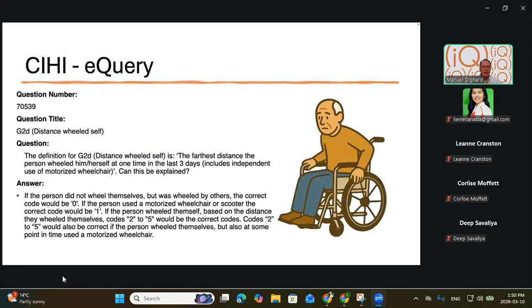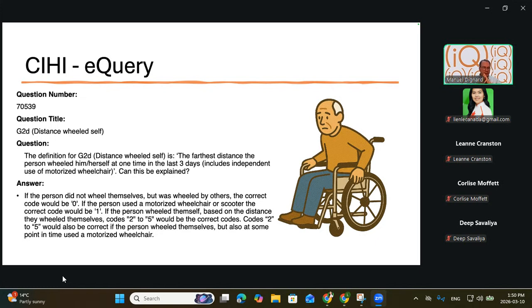So another question that was sent in to Kai-Hai. G2D distance wheeled self. Is this the farthest distance the person wheeled themselves at one time in the last 3 days, including independent use of a motorized wheelchair? And can this be explained? They're just asking for clarification. So this is what they sent.